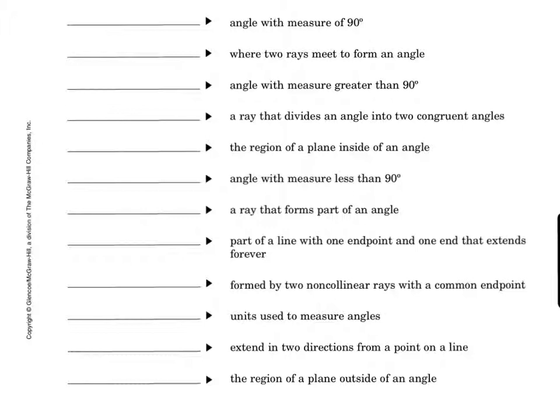Okay, first, an angle with a measure of 90 degrees. Well, that's a right angle. Next, where two rays meet to form an angle, that is called a vertex. Next, an angle with a measure greater than 90 degrees. That is an obtuse angle.